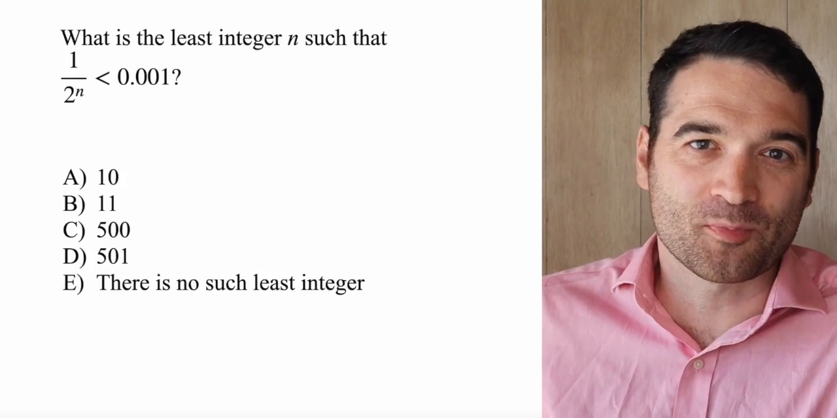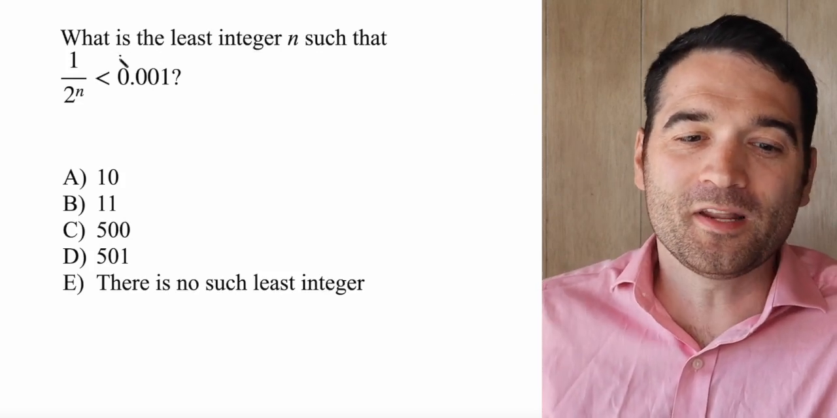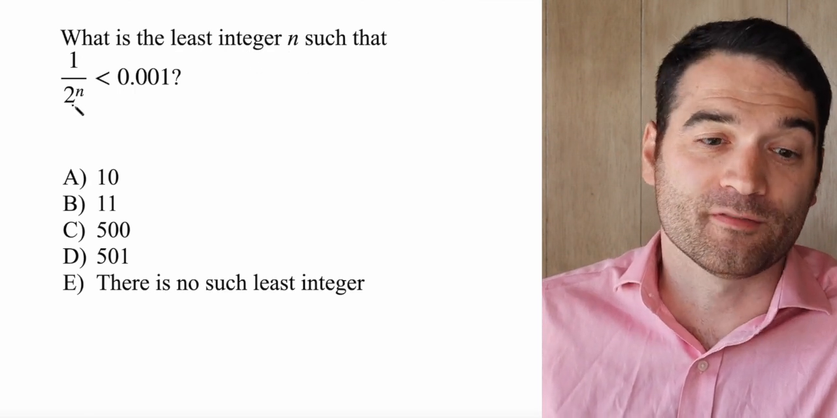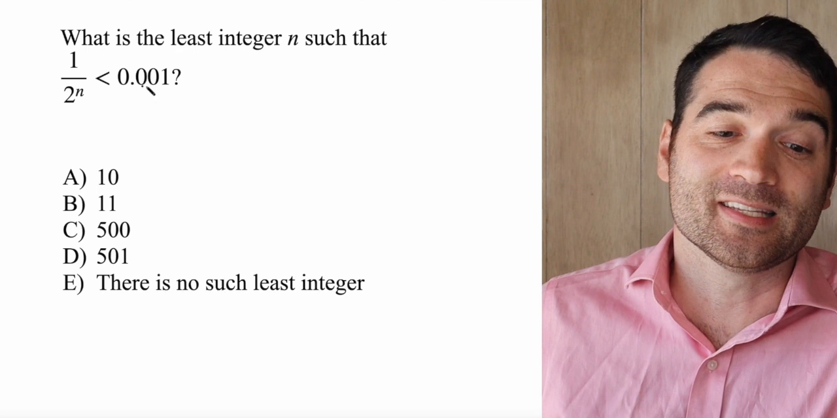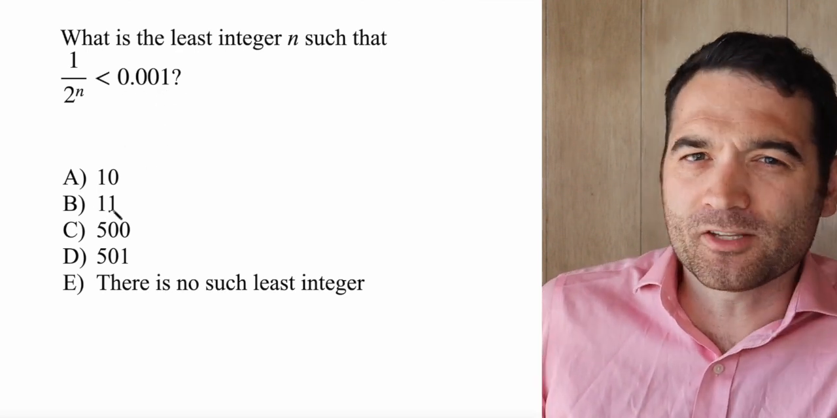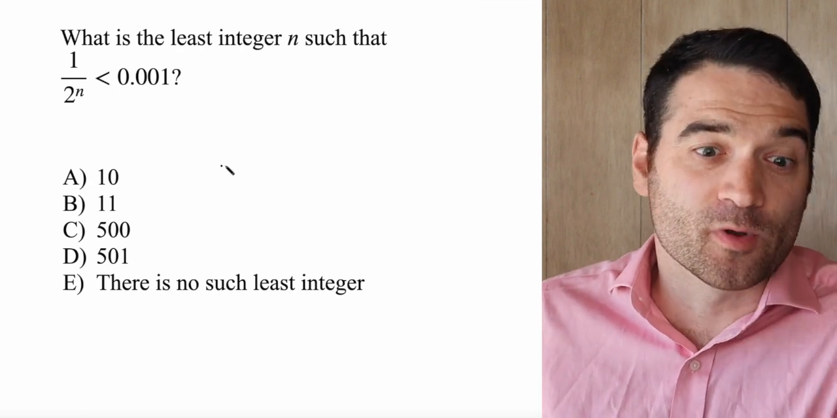Here's a GRE algebra problem. Let's take a look. What is the least integer n such that 1 over 2 to the power of n is less than 0.001? Well, we might start by just testing out a few numbers, right?